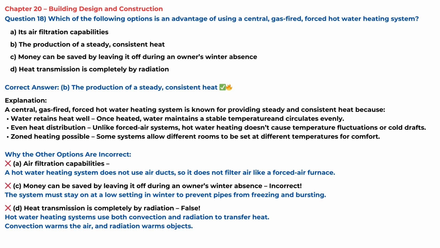D. Heat transmission is completely by radiation. False. Hot water heating systems use both convection and radiation to transfer heat. Convection warms the air, and radiation warms objects.